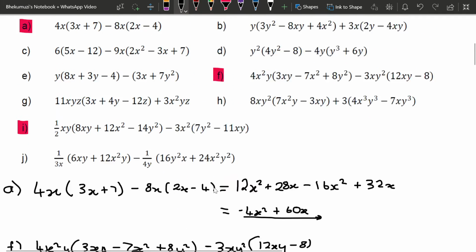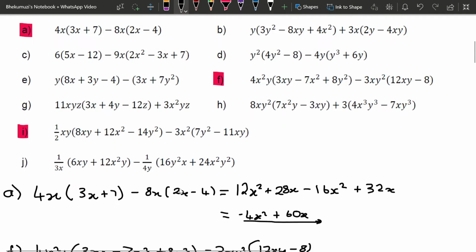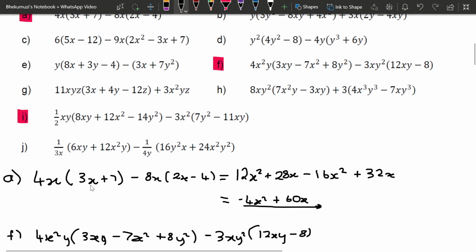Okay, so the first one that we're taking on is A, and it says 4x in the bracket 3x plus 7 minus 8x times 2x minus 4 in the bracket, right? So what do you do to get the value for this? You use the distribution method, also known as the FOIL method, where you multiply 4x with 3x, and you multiply 4x as well with 7, right? So 4x times 3x gives us 12x squared, because we have one x multiplying with another x, therefore it should give us x to the power 2.